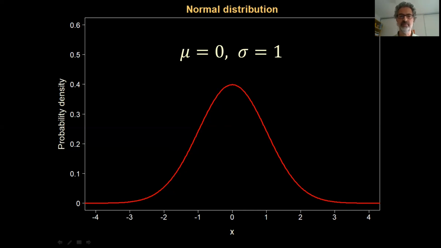Let's make this a little bit more concrete. Think of this axis as number of standard deviations away from the mean. So 0 is 0 standard deviations away from the mean. So this is the mean. Okay, if you're 0 away from the mean, you are the mean. So this is the mean right here. 1 means 1 standard deviation above the mean. -1 means 1 standard deviation below the mean. 2 means 2 standard deviations above the mean. -2 means 2 standard deviations below the mean.